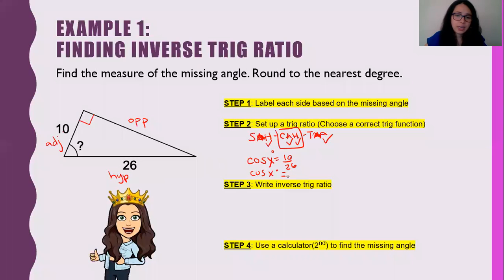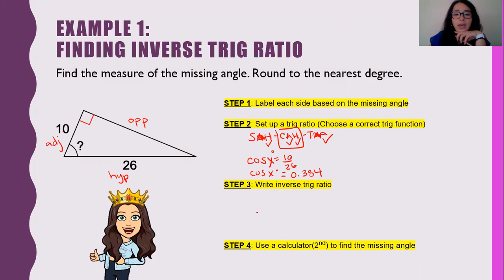Did you guys get an answer for that one? So I typed it in, 10 divided by 26 gives me about... let me make sure I did that right. 10 divided by 26. What did you get? I got 0.384. Okay, good. So you type that in.